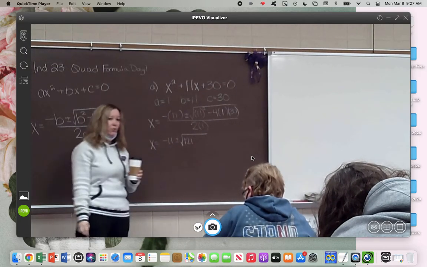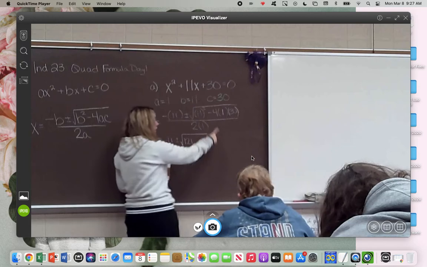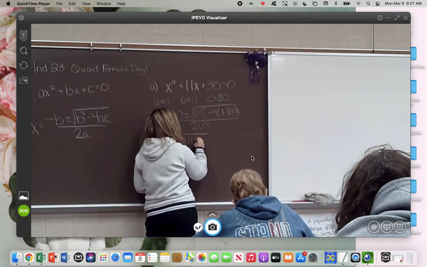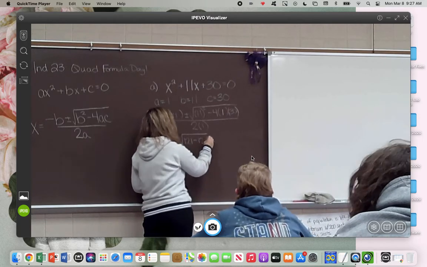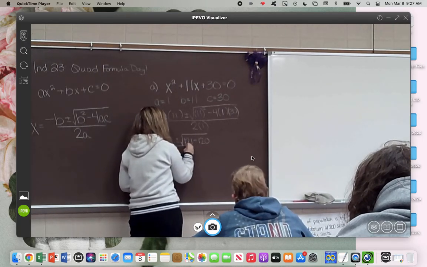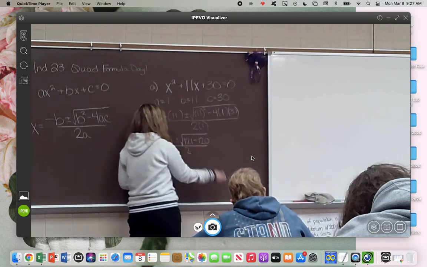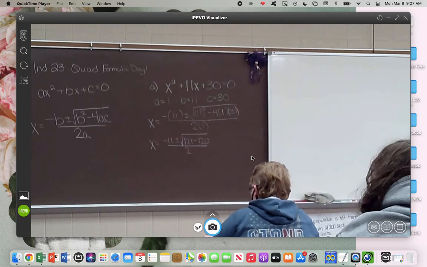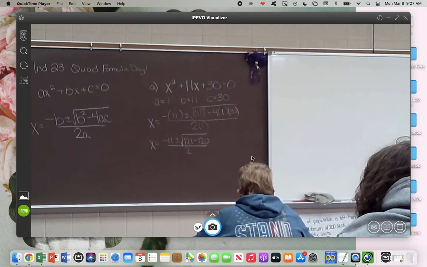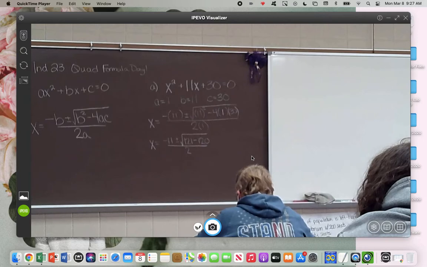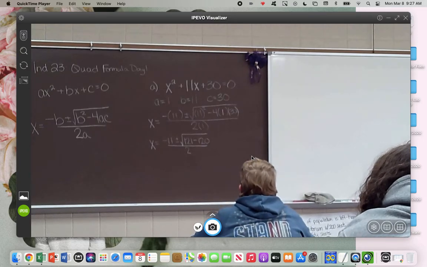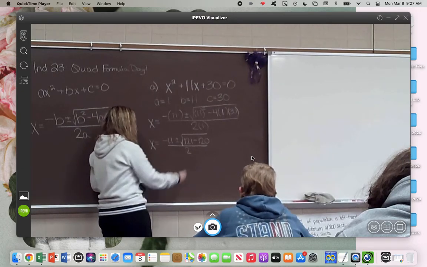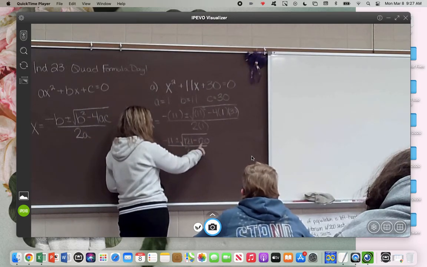Let's do that all in one step. Negative 120. So negative 4 times 1 is negative 4 times 30 is negative 120. So that's a minus. All over 2 times 1 is just 2. Now, this looks like what we did on Friday, right? So we simplify what's inside the square root first. So what happens when you subtract 121 minus 120? All right, so 121 minus 120 is just 1.